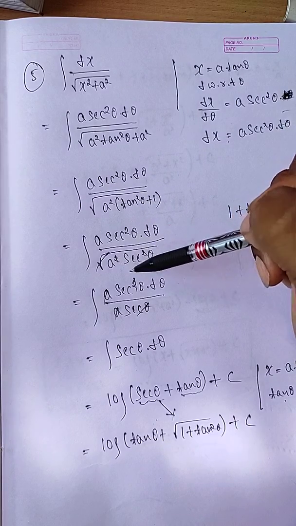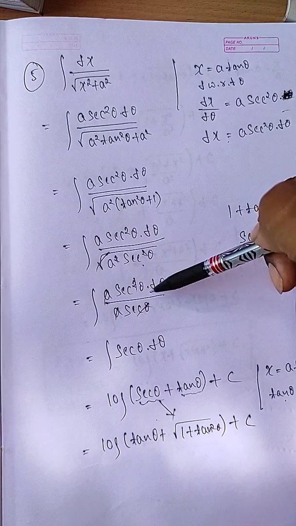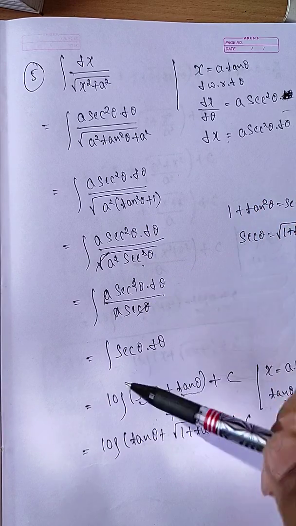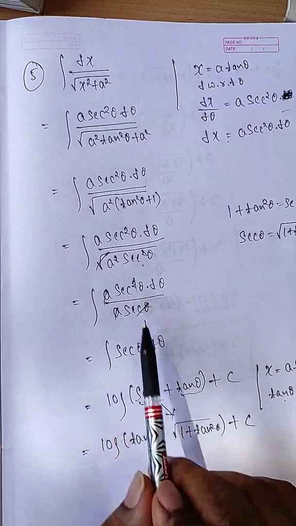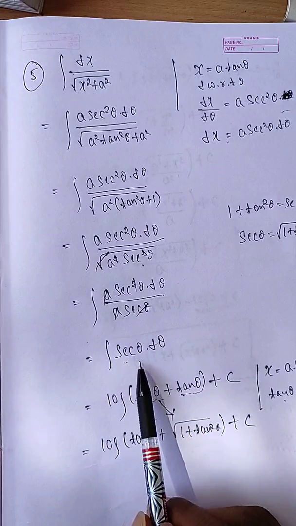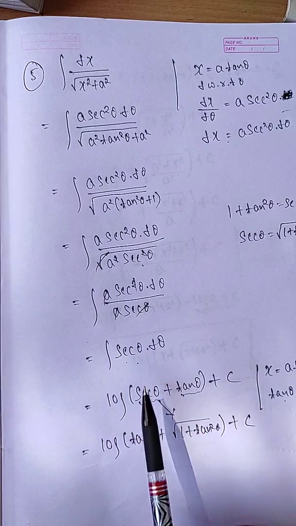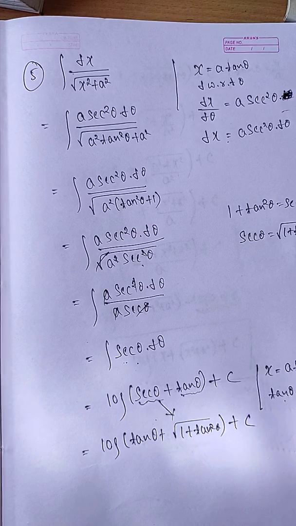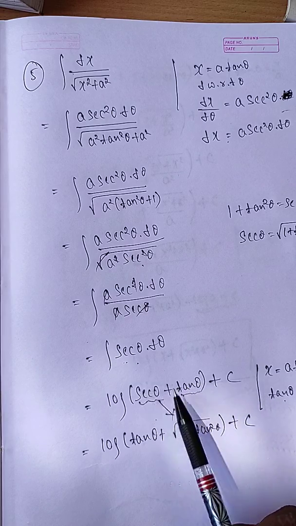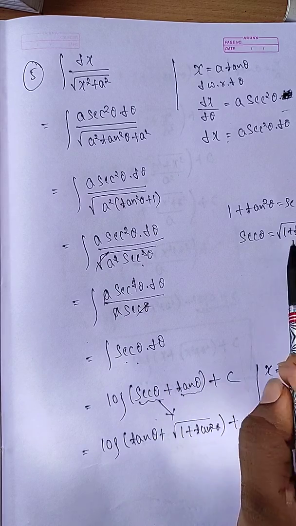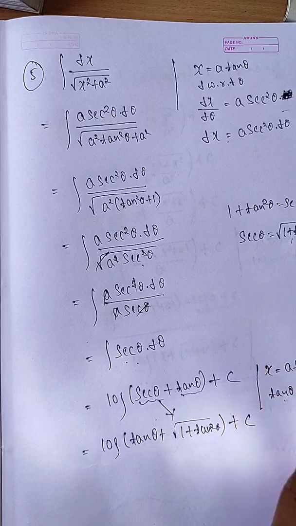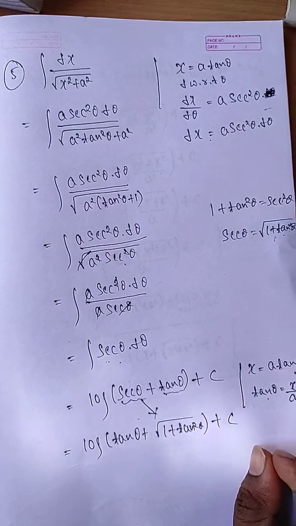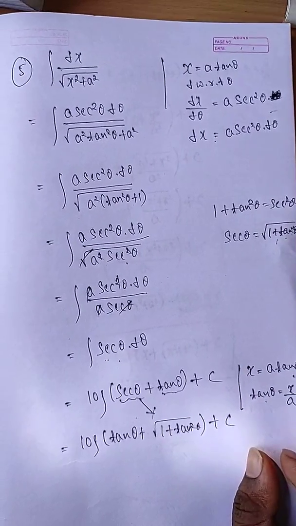Square and root cancel. Integration of a secant square theta d theta by a secant theta. A cancels, secant theta cancels. So we are left with the integration of secant theta. What is the integration of secant theta? Log of secant theta plus tan theta, plus c. Here we know that tan theta is x by a. What about secant theta? Secant theta can be written as root of 1 plus tan square theta. Is it clear? I am writing secant theta as root of 1 plus tan square theta.